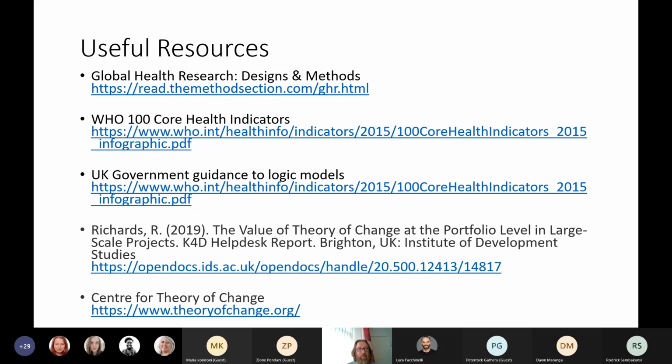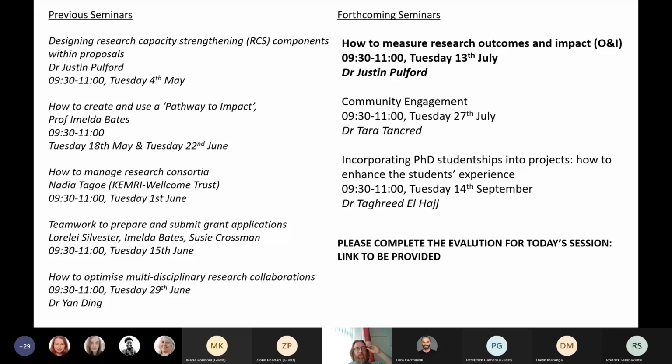The UK government has some guidance on logic models, believe it or not, which is quite a simple and accessible document. Recently, there's been a review of the value of theory of change as applied in UK development projects. That's a really useful resource there. And finally, there is a Centre for Theory of Change, which presents a lot of helpful examples and resources for building your own TOCs. So I'm going to stop there.